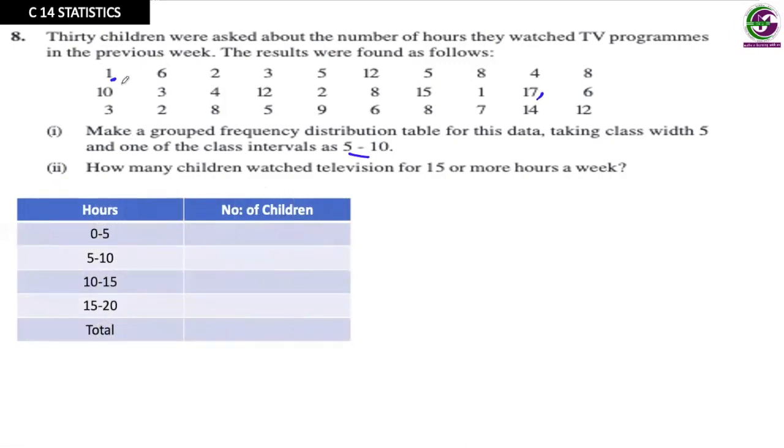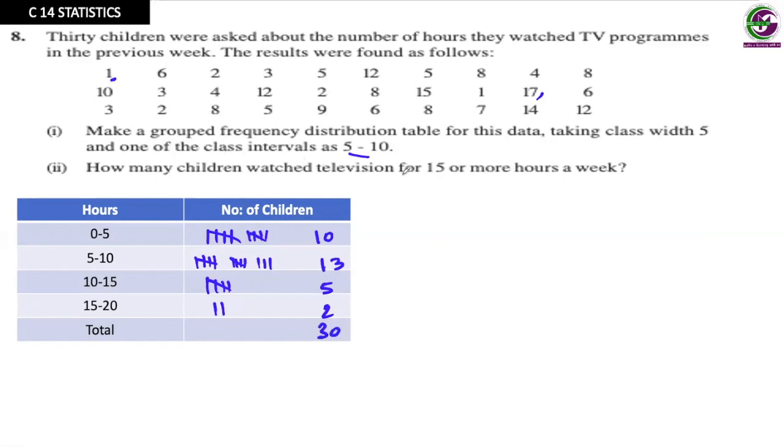So we can see that 1, 10. Remember, 10 is not in the second group, 10 is in the third group. 3 will be here again. So this is the tally mark, and let's see the frequency. 13, 5, 2, and total is 23, 25, 30.